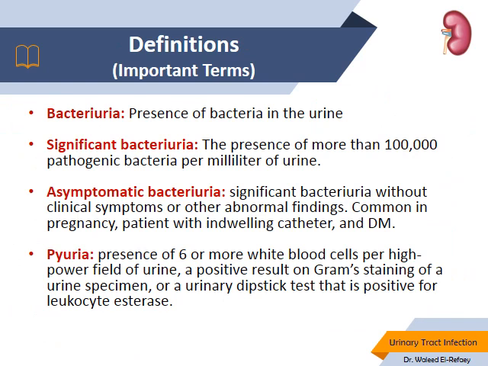Bacteriuria means presence of bacteria in the urine. Significant bacteriuria means presence of more than 100,000 pathogens per ml of urine. Asymptomatic bacteriuria means the presence of significant bacteriuria without symptoms, and this may be present in a patient with an indwelling catheter or persistent catheterization, or in diabetic patients. Pyuria means presence of 6 or more white blood cells per high power field of urine, and a positive result on gram staining of a urine specimen, or a urinary dipstick test positive for leukocyte esterase, which is an enzyme produced by the pathogen.